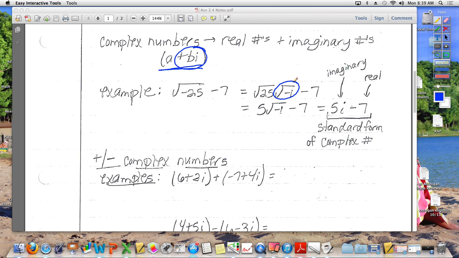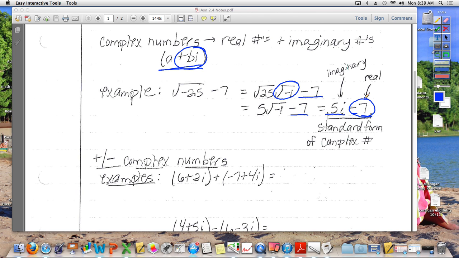We still have the minus 7, so there's a minus 7 written here. The definition of the square root of negative 1 is i. So we have 5i minus 7. This part right here, the minus 7, that's the real part. This 5i, that's the imaginary part. So when you have an imaginary number combined with a real number, they make a complex number.